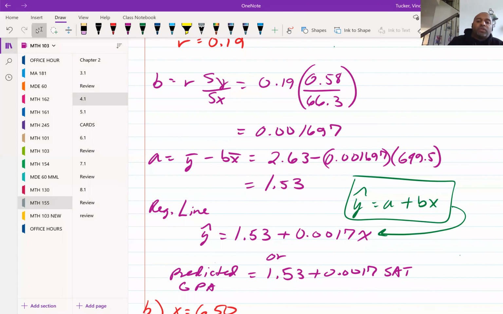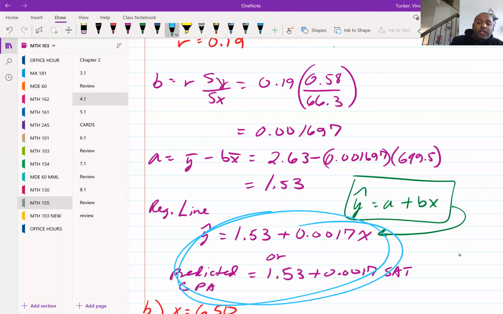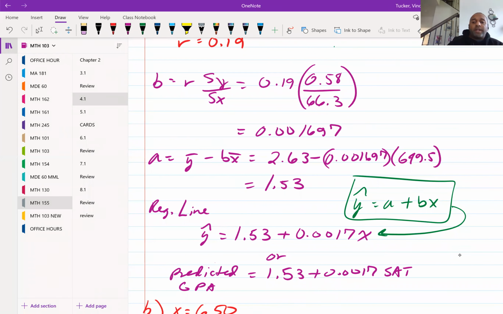So you can represent your regression line one of these two ways. You have A plus BX, just emphasizing that right there as far as the green is concerned. So A was 1.53 plus 0.0017. And once again, pay attention to how MATLAB wants you to round off. We had 0.001697 at one point, but if MATLAB only wants 4 decimal places, make sure you only use 4.